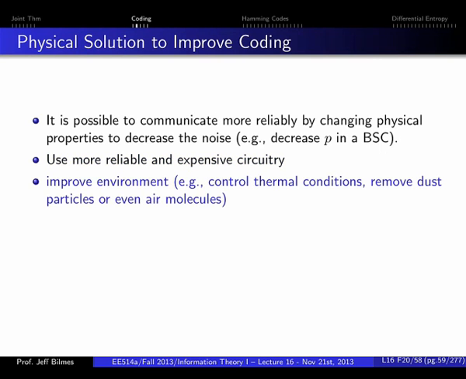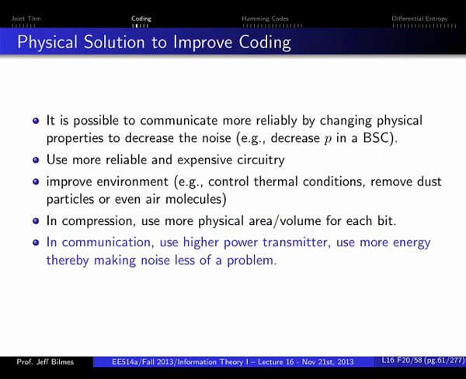You could also improve the environment, like you could get very expensive cooling equipment and remove thermal noise, or you might have a very, very expensive lab which has very, very few dust particles, and so the quality control of your product is much higher. Or you might actually use more physical area or volume for each bit. That's sort of the repetition code idea. Another thing you can do is just transmit at a higher power. When we talk about the Gaussian channel, we're going to see how the capacity of a Gaussian channel is related to the signal to noise ratio.